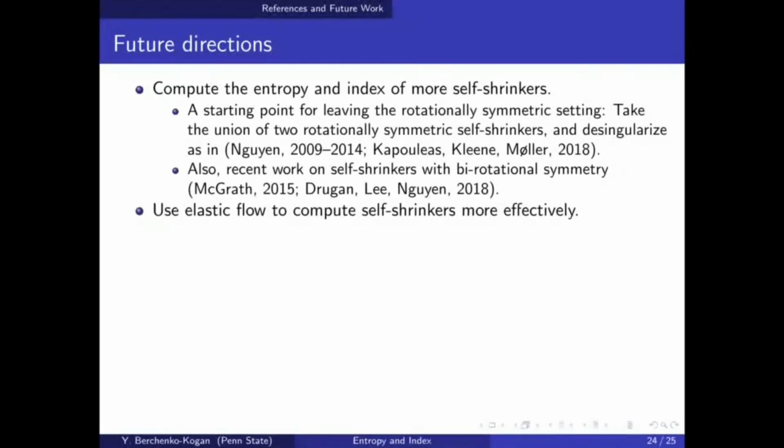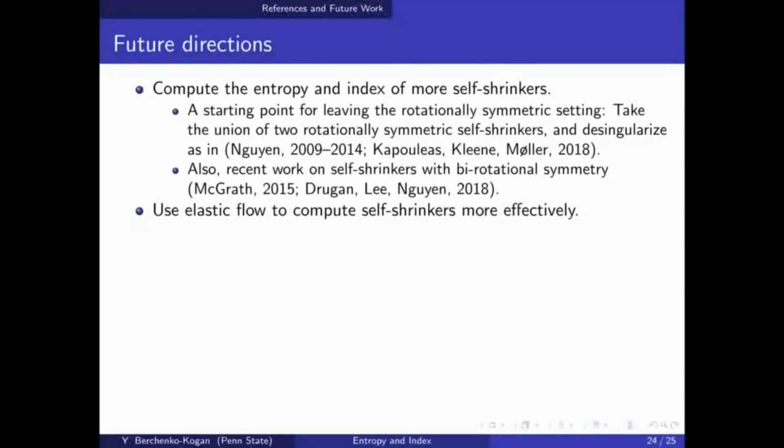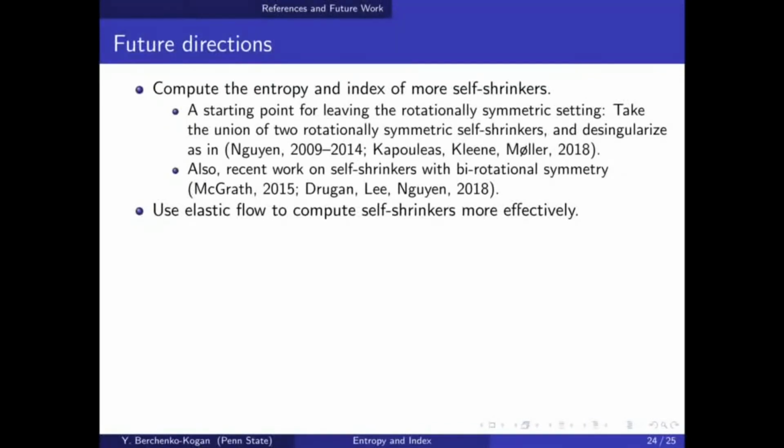Another future direction is to use elastic flow to compute self-shrinkers more effectively. So let me talk a little bit about how that helps. The idea is that if I have a surface, say it's golf ball shaped, so almost a sphere but with some dimples, and let's say I know that there's a self-shrinker nearby. Of course that's the sphere, but let's say I don't know what the exact self-shrinker is, I just know that there is one nearby. Well, then I can run mean curvature flow, and that golf ball will become rounder, and I will asymptotically find the self-shrinker that I'm near.